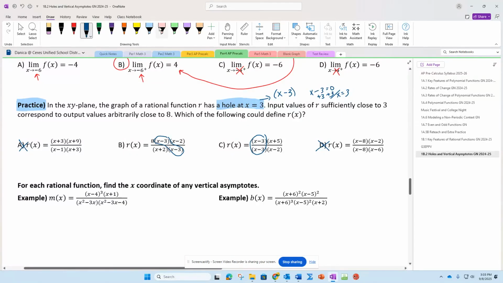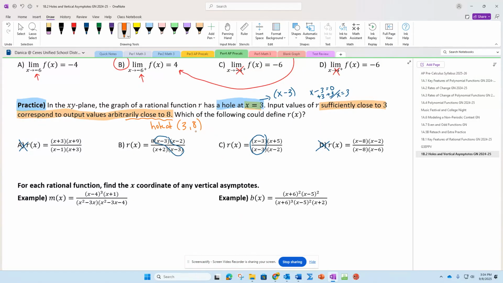So this is the second part of the problem. So it says input values of r sufficiently close to 3, so that's our x equals 3, correspond to output values arbitrarily close to 8. This is describing our y value. So this is saying we have a hole at 3, 8. So we need to know, does B or C, in its simplified form, give us that output of 8?